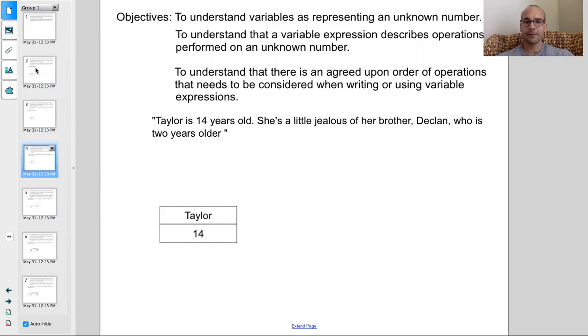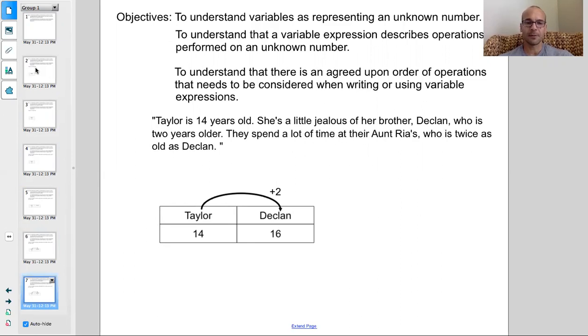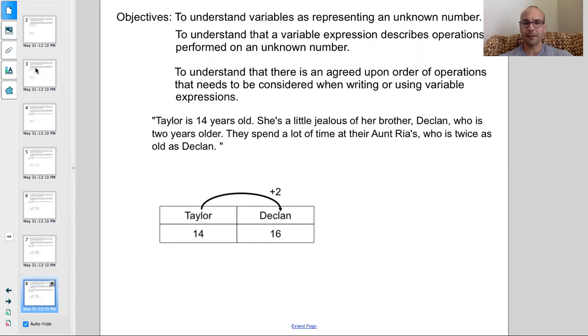If we know that Taylor is 14 and we know Declan is 2 years older, then we could put the pieces together and add 14 and 2, and we would have Declan's age of 16. Again, no mystery. We're still doing arithmetic. If we continue, and we find out they spent a lot of time at Aunt Rhea's, and she's twice as old as Declan is, still not much of an unknown. We know who else we're talking about. We know how we're going to calculate her age from Declan's age. We would multiply by 2, or double it, and we would have 32. So this is all the world of arithmetic.